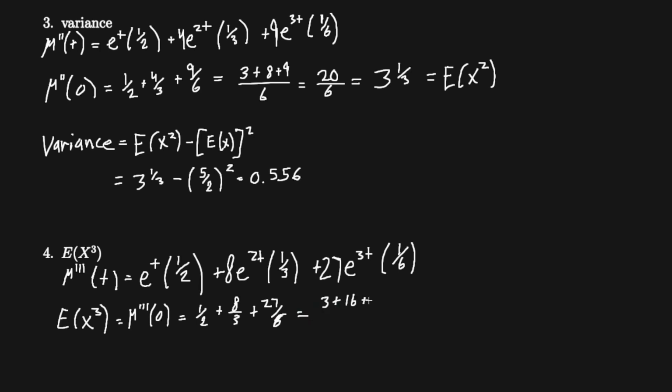Common denominator, so we get 3 plus 16 plus 27 over 6, which would give you 46/6. And if we put that in decimal form, that will give you 7.667.